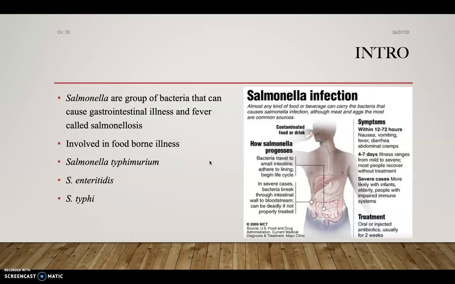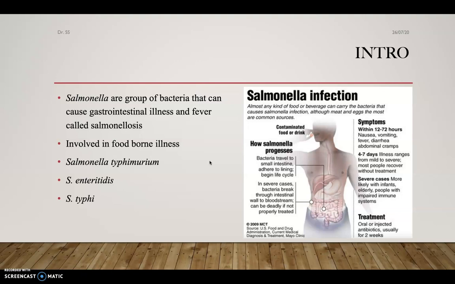Coming to the Salmonella infection, it happens through contaminated food or drink intake. First the organism gets into our body and colonizes in the stomach and lining of the small intestine. After that the life cycle starts. Then rapid multiplication takes place and it passes into the bloodstream and spreads all over the body. If it is not properly treated, it will lead to death.